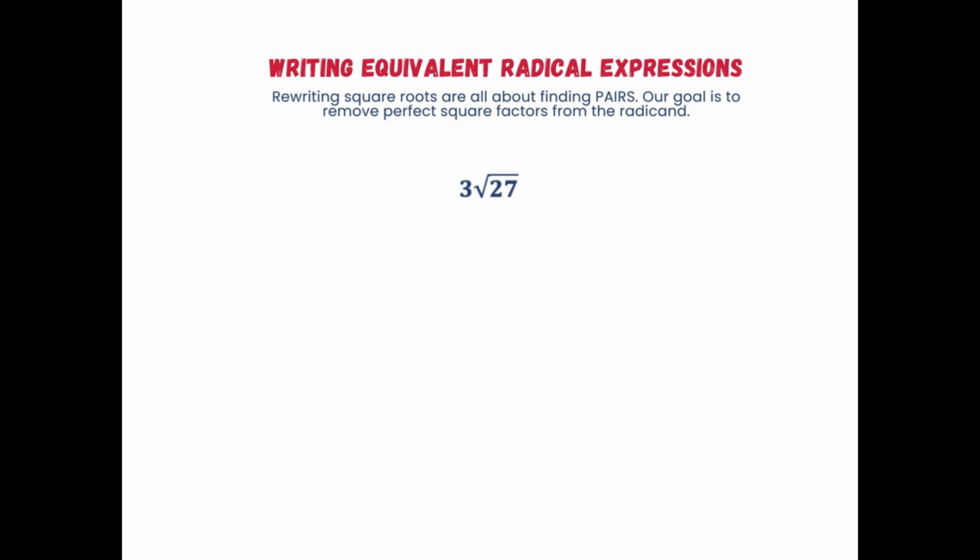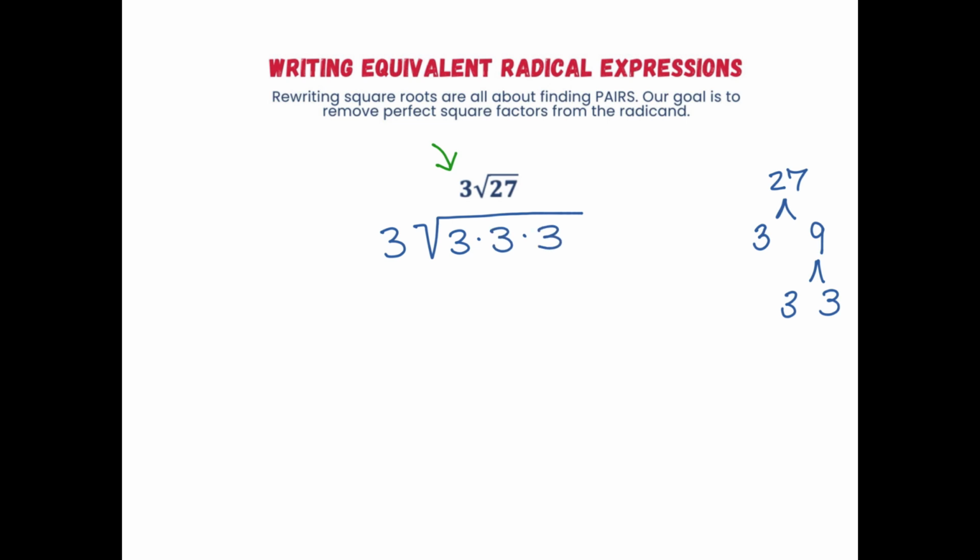Now, the only difference here is that we have a number on the outside already. And that's fine. We're going to kind of ignore that until the end. So I'm going to rewrite my problem as 3 square root. And then for 27, I'm going to find my factor pairs. So 27, the first thing I think of is 3 times 9. And then 3 times 3. Now that means I have 1, 2, 3 threes.